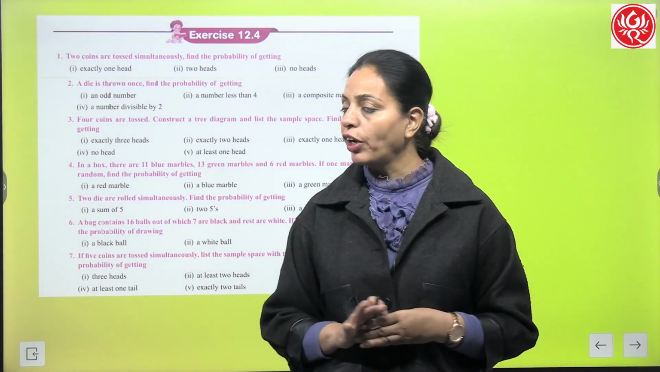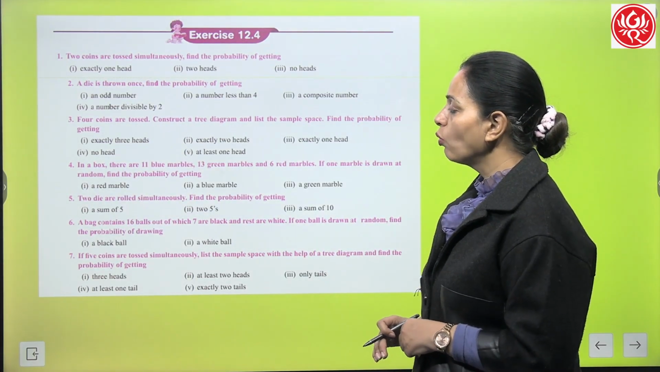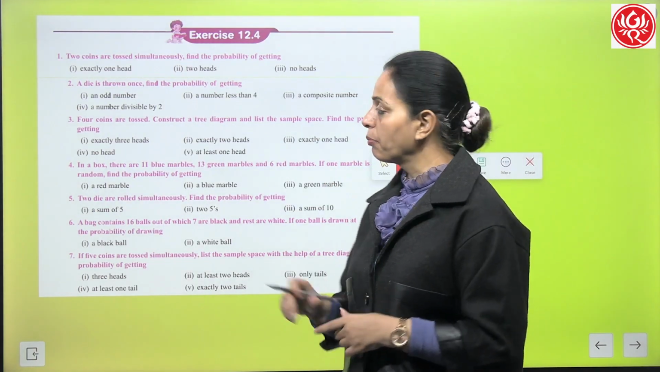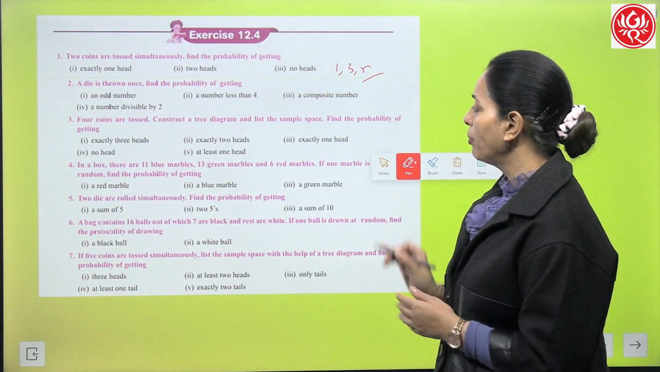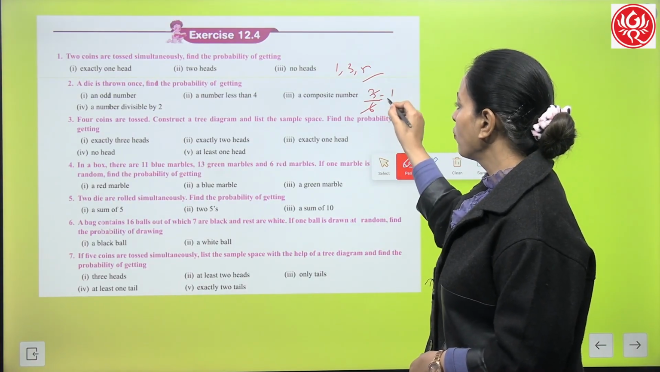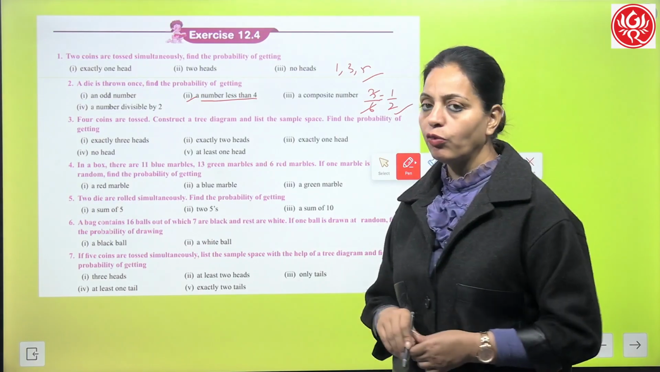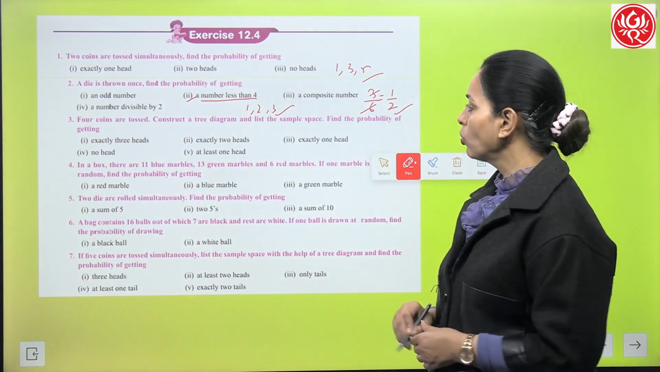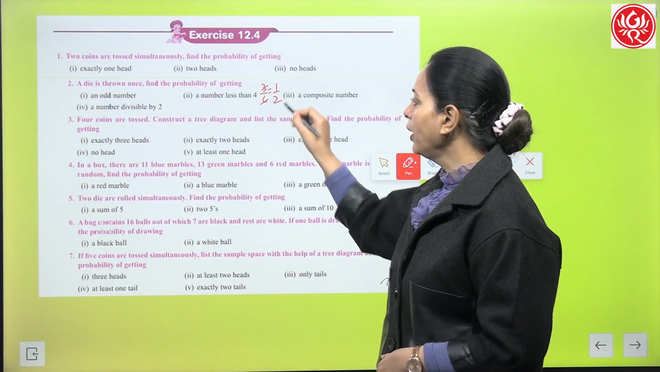Now exercise 12.4, based on such type of examples, see question number 2, a die is thrown once, find the probability of getting the first one an odd number. You know 1, 3 and 5, these are odd numbers. So 3 favorable outcomes and total outcome 6. So 3 upon 6, that is 1 by 2. Okay, the second one, a number less than 4, means 1, 2, 3. So 3 favorable outcomes. So 3 out of 6, 3 by 6. This is also 1 by 2.